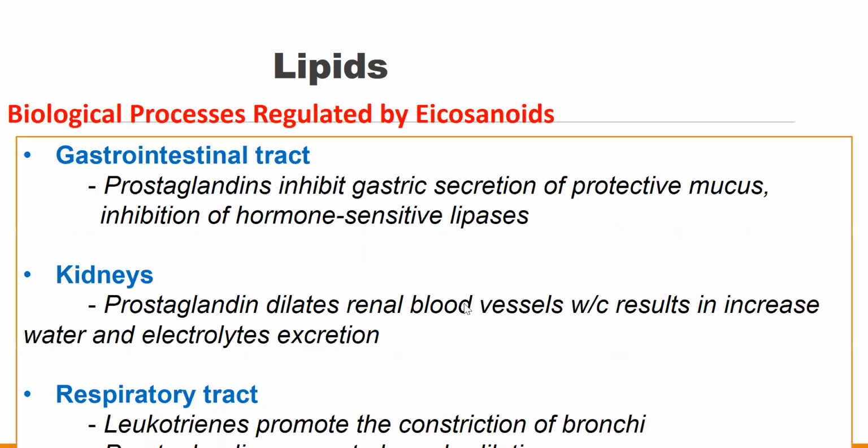Skin integrity. Also, you can find that the eicosanoids regulate processes in the gastrointestinal tract. For example, prostaglandins can inhibit gastric secretion and protective mucus, and inhibit hormone-sensitive lipases. So these are some of the biological processes. I think when you go to your biology, this process may also be mentioned.